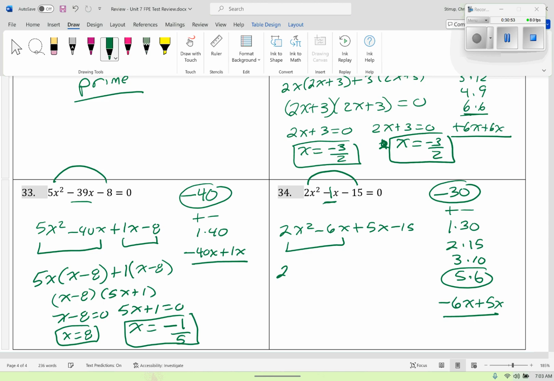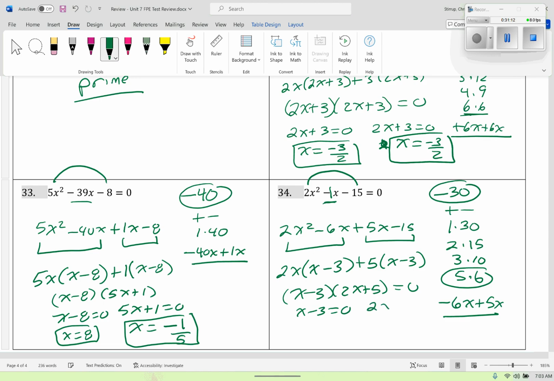Factor out a 2 and an x on both of those. That's going to give me that. Middle sign's going to come down. Factor out a 5. That's going to give me x minus 3. So I have x minus 3 and 2x plus 5. Set those equal to 0. So x minus 3 equals 0, and 2x plus 5 equals 0. So I'm going to add 3 to both sides. And the other one, I'm going to subtract 5 and divide by 2.